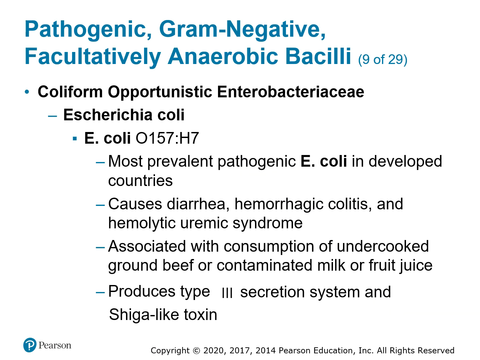So here's the bad boy, E. coli O157:H7. This is the most prevalent pathogenic E. coli in developed countries. That means where we live. It causes diarrhea, hemorrhagic colitis, which is bleeding of the colon, and hemolytic uremic syndrome. All right, so this is associated with the consumption of undercooked ground beef or contaminated milk or fruit juice. It produces a type 3 secretion system and Shiga-like toxin.